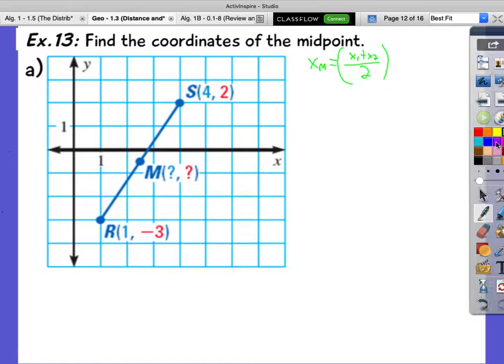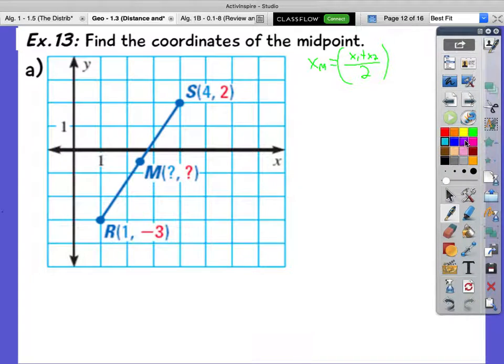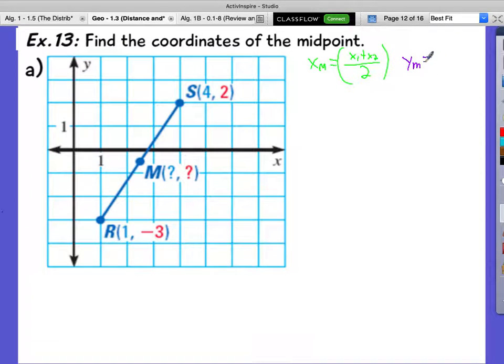Then we also have our y coordinate. I'm going to do that in a slightly different color, and we'll see why in a minute. I'll call it y sub m, equal to y sub 1 plus y sub 2 over 2. That will give us the y and the x of the midpoint. Now notice I kept all my y's together, and I kept all my x's together.